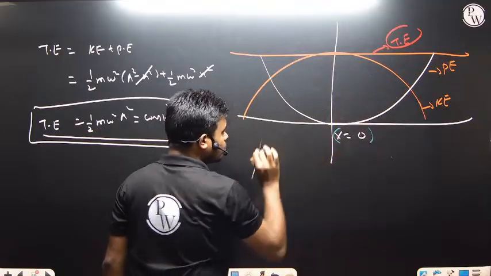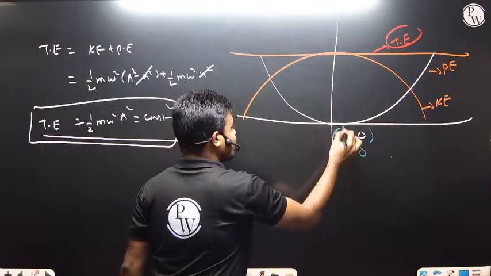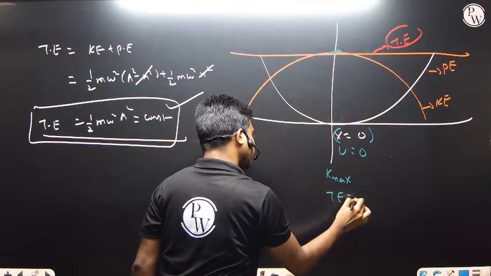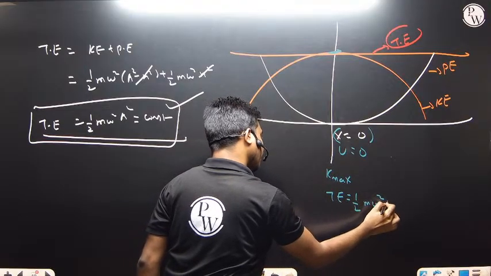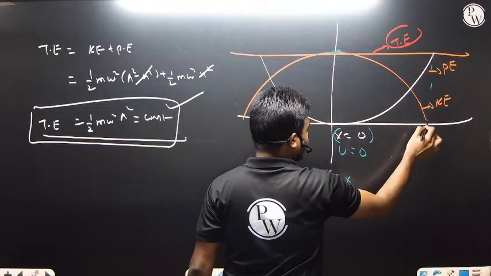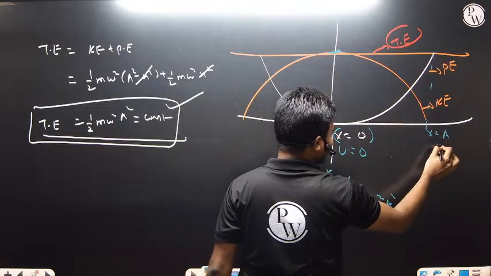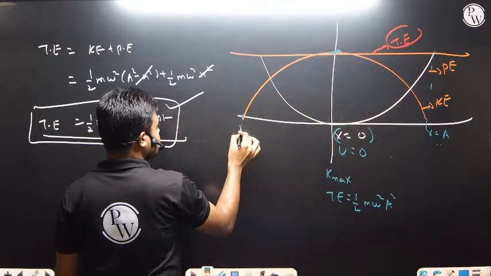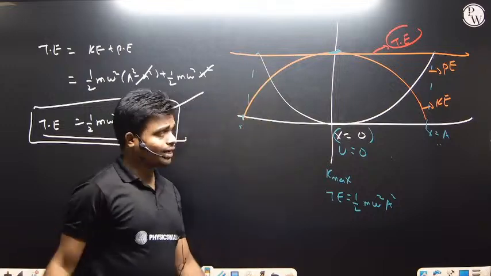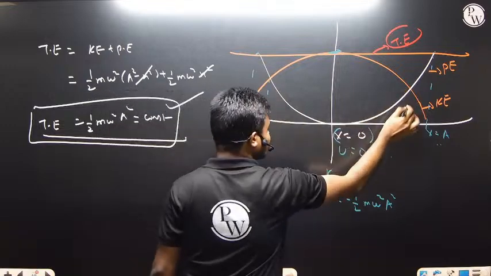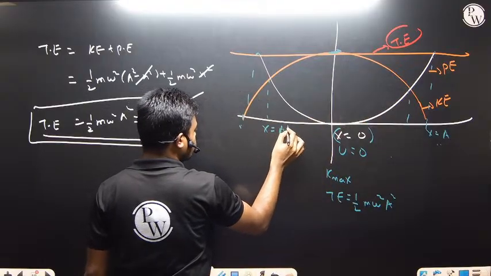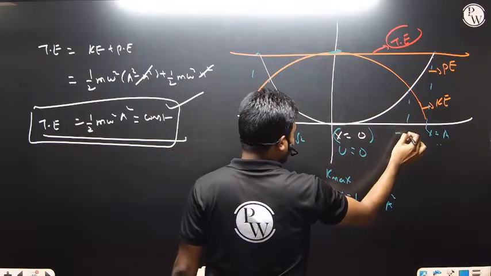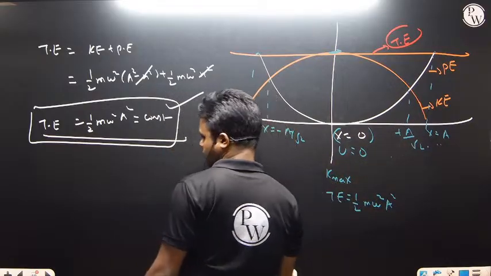At x equals 0, the potential energy is 0 and kinetic energy is maximum, and total energy is always constant, that is half m omega square a square. At x equals a, again the kinetic energy is 0 but potential energy is maximum, right? So they are equal somewhere. At this particular point they are equal, that is x equals a by root 2. So this side is the minus side, x equals minus a by root 2, and this side is x equals plus a by root 2. Clear?